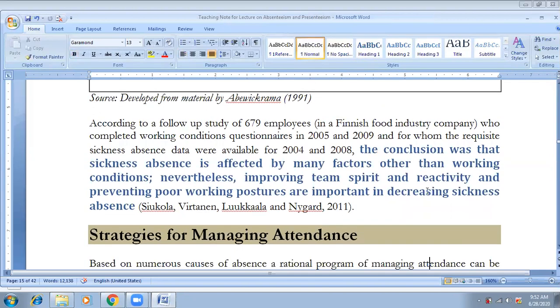Then another study, the conclusion: sickness absence is affected by many factors other than working conditions. Nevertheless, improving team spirit and reactivity and preventing poor working postures are important in decreasing sickness absence. Poor working postures, even now, indeed, I am teaching you through this Zoom. In a way, this is a poor working posture. If I sit like this for many hours, it is not good for me.